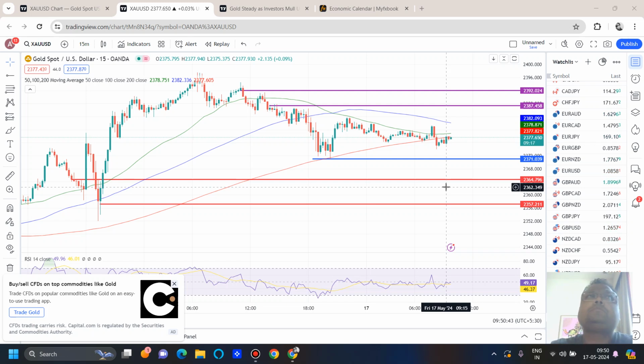If you do not have a good understanding about volume, just look at the size of the candle. If the size of the candle is good, hit the sell button.